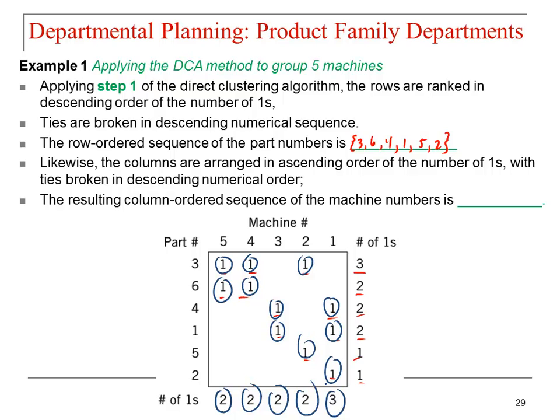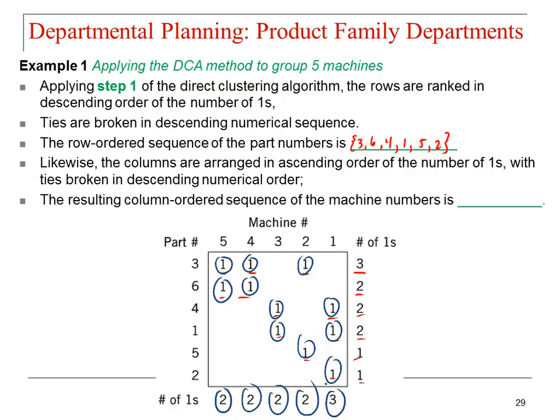1, 2, 1, 2, 1, 2, and 3. So the rows rank in descending order. So you go from the highest number to the lowest number. And for the columns, you go from the lowest number to the highest number. And now you start seeing how you have some type of grouping forming.